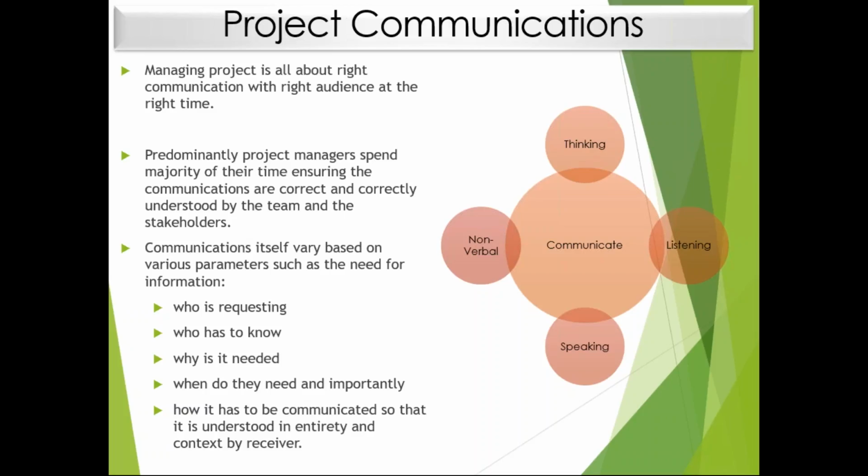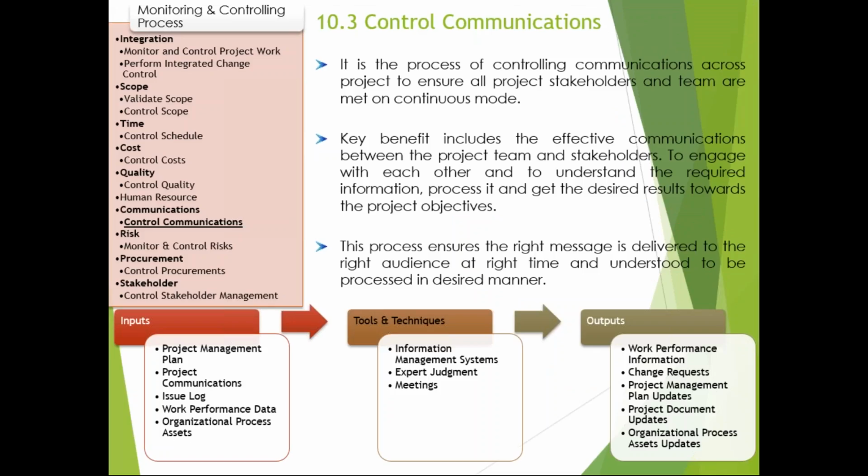This information, you might not want to share with your team members. To your team member, you might have communicated that the project has to be completed within 8 months. The remaining 4 months, you don't want to communicate to them, because once they know it, they are definitely going to utilize it. They're going to become slow, thinking it's okay, we already have time. So communication depends upon who's requesting, who has to know what, why it is needed, when they need it, and importantly, how it has to be communicated so that it is understood entirely in context by the receiver.